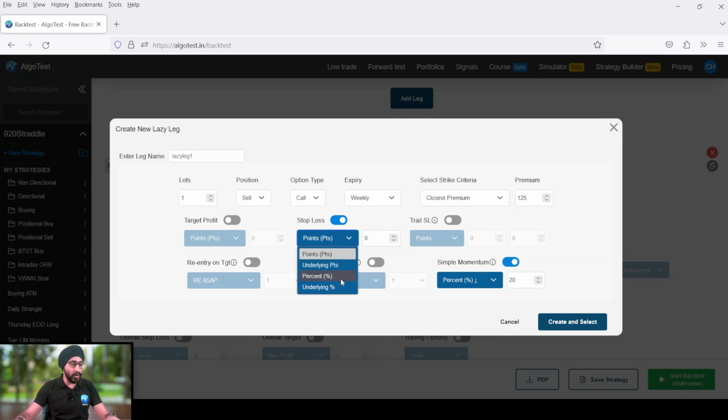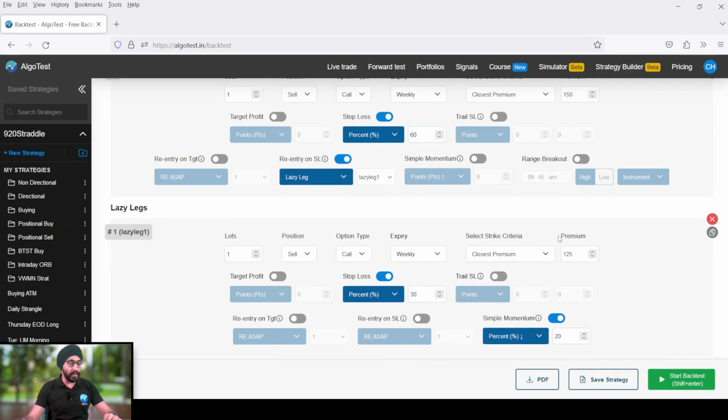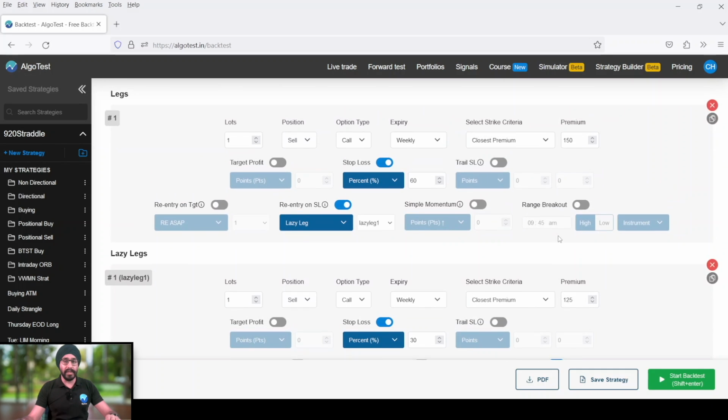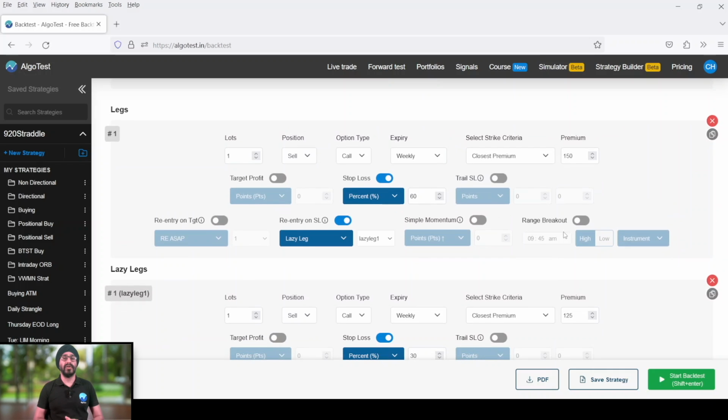Again, I'll place a stop loss on this leg at 30% and I'll click on create and select. So let me just go over the call side of the strategy. The call side of the strategy is I start off by selling a 150 rupee strike. I put a stop loss of 60%, so at around 240 rupees.